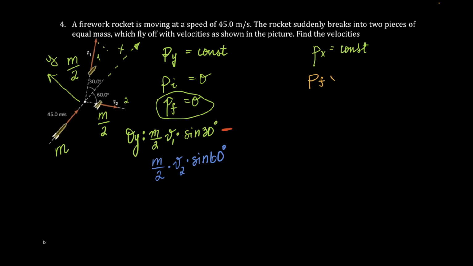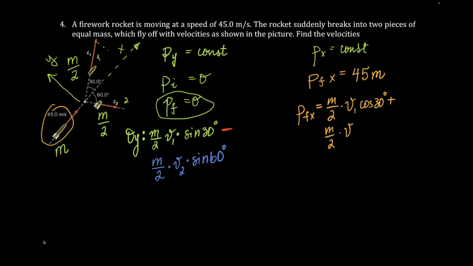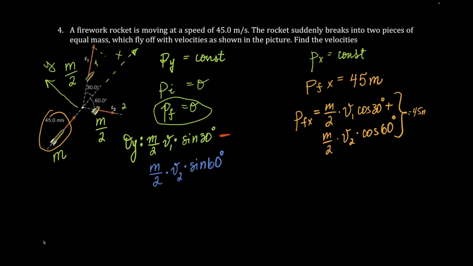P final x is going to be equal to 45, because I know that originally I had 45 times the full m, because it was all one piece and the whole piece was moving at 45 meters per second. Then p final x, in terms of separately moving pieces, is going to be m/2, because it's half of m like we said, and it's going to be in the x direction. So therefore it's going to be m/2 v1 cosine of 30 plus m/2 v2 cosine of 60. All of this together equals 45m, because that was my original momentum. So it's going to be equal to the final momentum.